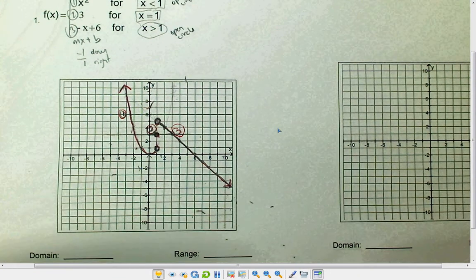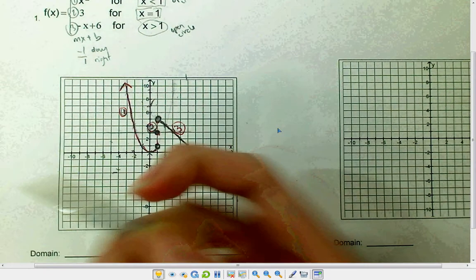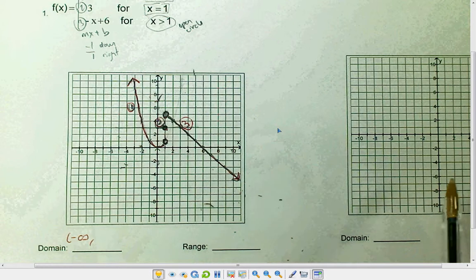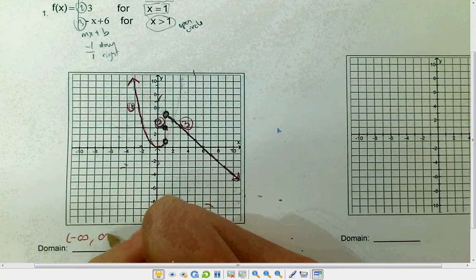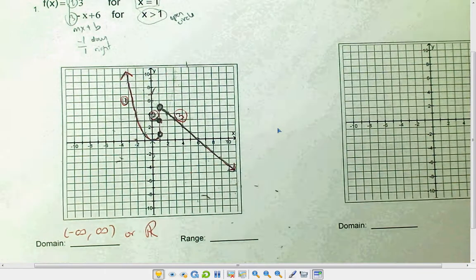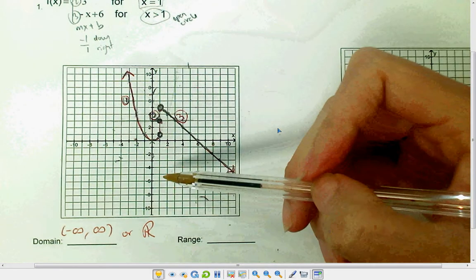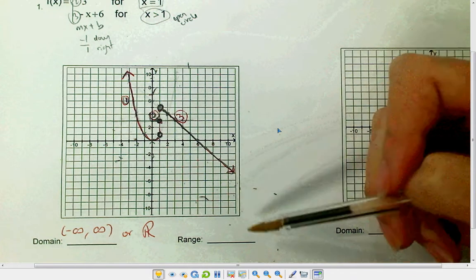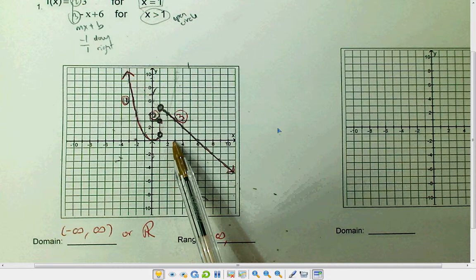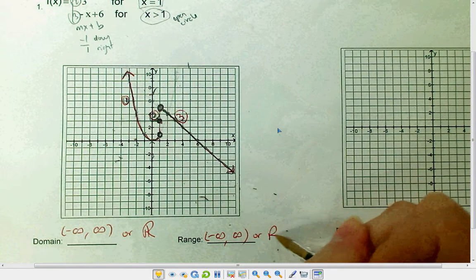So let's look at our domain. Our domain is our x value. On the left, this arrow means I keep on going to the left, so this is going to be negative infinity, and it keeps on going to the right as well, so this is also infinity. So negative infinity to infinity, or all real numbers, same thing. For the range, now we're going up and down. Down here, the lowest point it gets to, this arrow keeps on going down, so also negative infinity. It reaches everything in between and goes all the way up to positive infinity, so again, all real numbers.